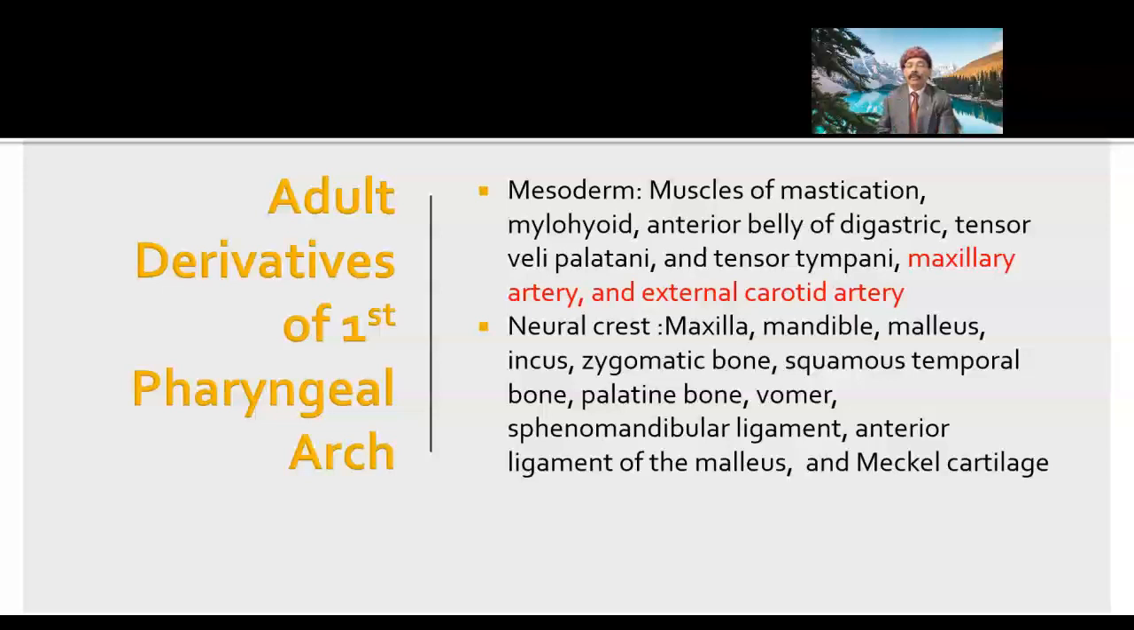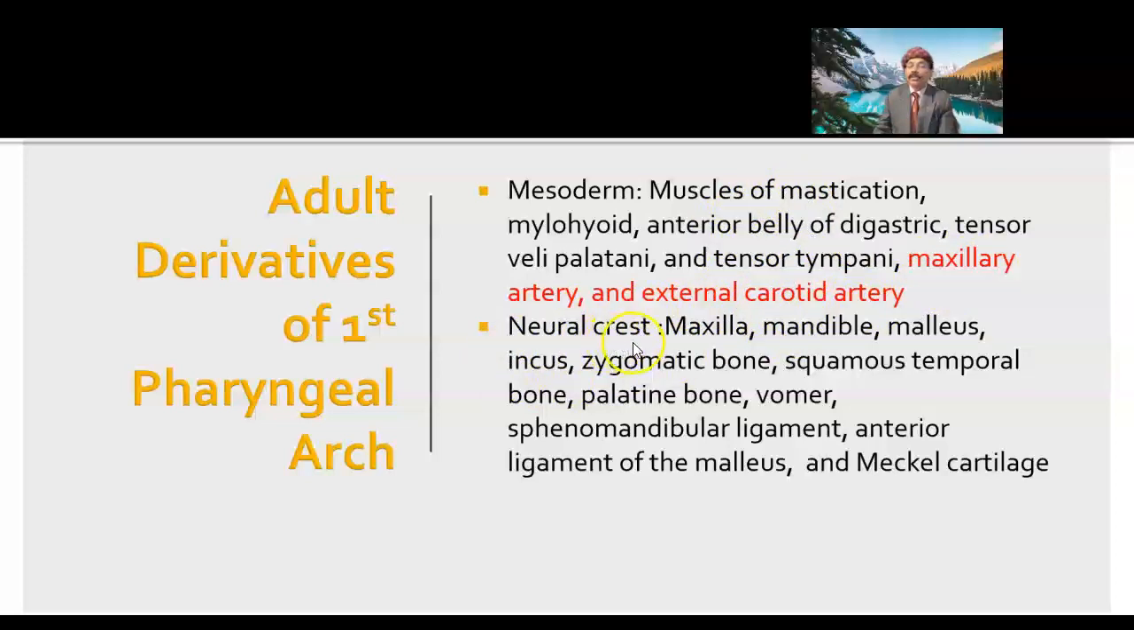Adult derivatives of first pharyngeal arch. Muscles of mastication like temporalis, masseter, lateral pterygoid, medial pterygoid, mylohyoid muscle, anterior belly of digastric, tensor veli palatini, tensor tympani. These are the muscles coming from the first pharyngeal arch. What are the arteries? Arteries are the maxillary artery and external carotid artery.